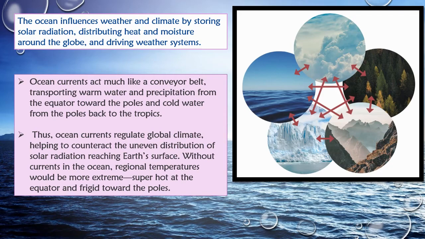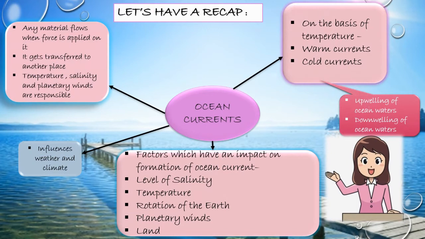So, students, let us have a quick recap of what we have learned today. We learned that any material flows when force is applied on it. And when these materials flow, it gets transferred from one place to another place. Similarly, ocean currents are formed due to differences in temperature, salinity, and planetary winds.